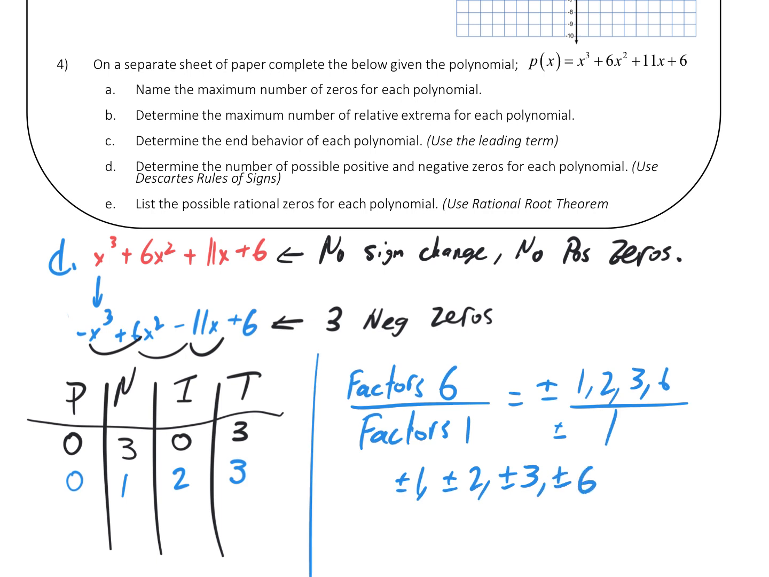Now note, if you were guessing an answer, if you were trying to figure out what the actual answers were to this, you should not guess 1, 2, 3, and 6. You should only be guessing negative numbers because we knew that there were actually no positive zeros in this problem. Okay, but in this case, they just wanted us to make the list. So here is our list of factors, and that will get us to the solution.